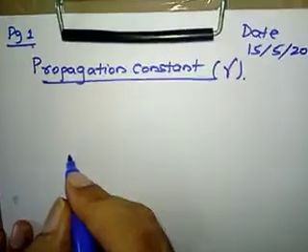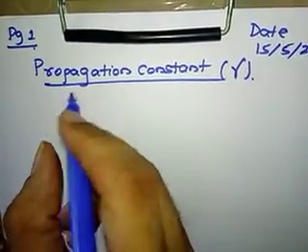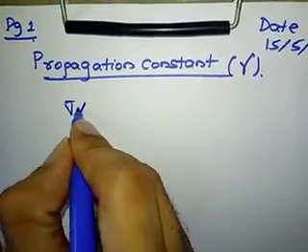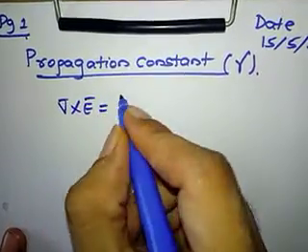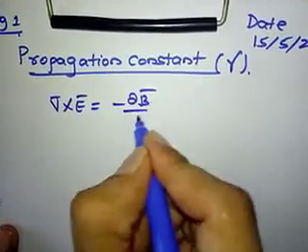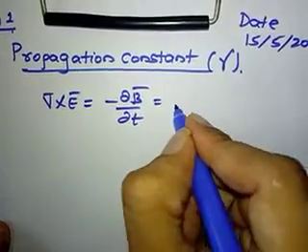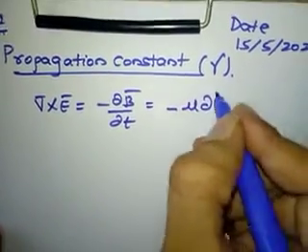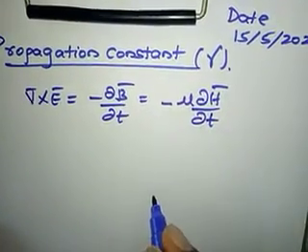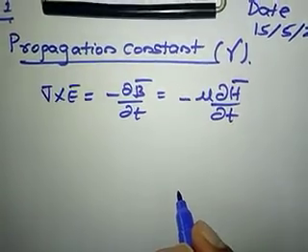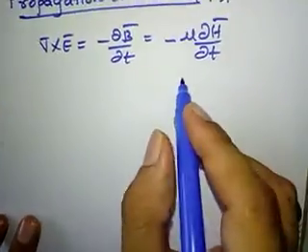Consider the Maxwell's equation derived from Faraday's law. We have derived the Maxwell's equation from Faraday's law, that is del cross E bar is equal to minus dou B bar by dou T, that is equal to minus mu dou H bar by dou T. This is the Maxwell's equation derived from Faraday's law. Under Faraday's law, we have studied this equation.